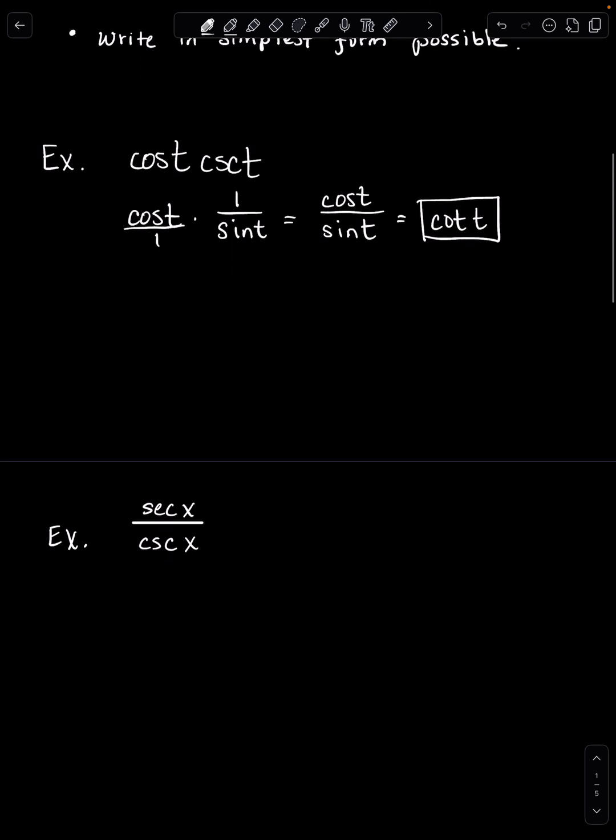We've got the secant of x over the cosecant of x. So I'm writing everything in terms of sine and cosine. So secant of x, that reciprocal is 1 over cosine. We've got cosecant of x, which is 1 over sine. Alright, this is considered a complex fraction. It's a fraction within a fraction. You do not keep that, okay? We've got to simplify it even further.